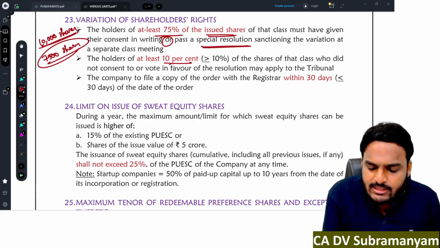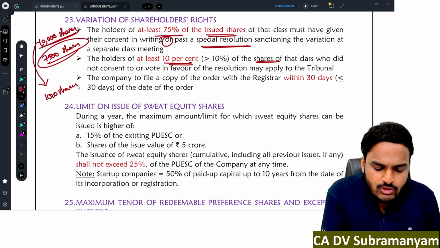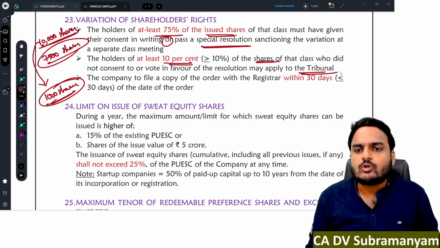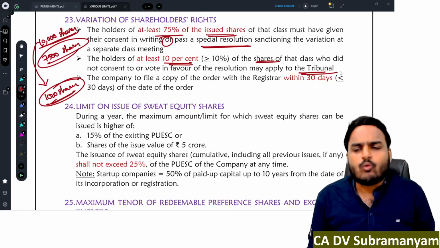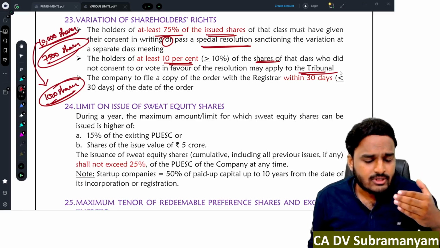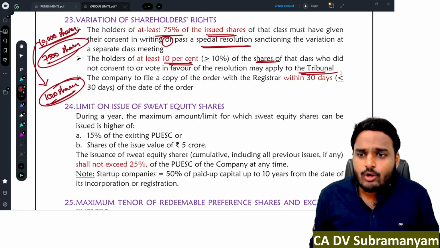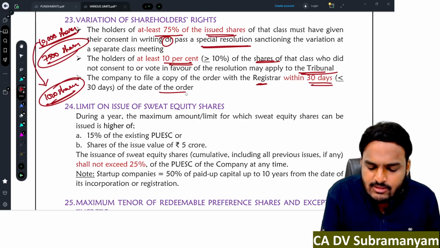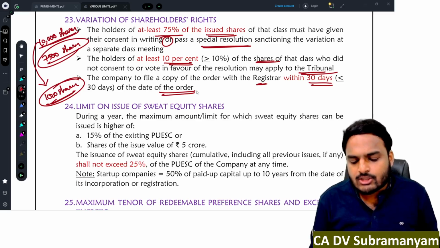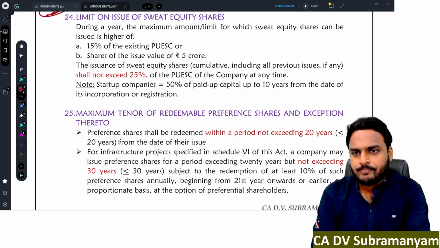Next one, holders of at least 10% of the shares. Out of 10,000 shares, 10% means 1,000 shares. Persons holding 1,000 shares can file an application with the tribunal in order to cancel that variation. Whatever order is passed by the NCLT, whether approving the variation or cancelling it, that order copy shall be filed with the registrar within 30 days of the date of order. It is the duty of the company to file the NCLT order with the registrar.